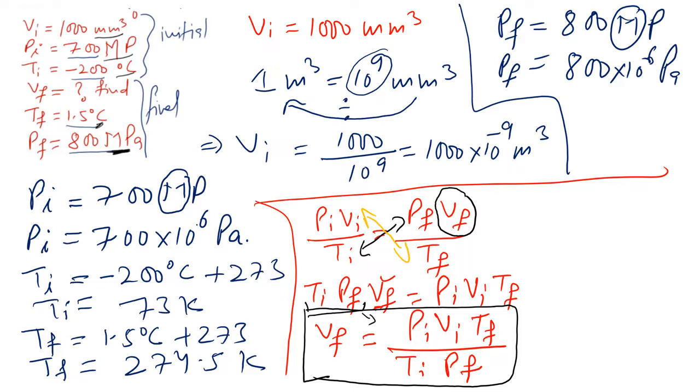What is the remaining thing here? This is the remaining thing, multiplied with this Vf. So this parameter will go downside. Here it will go down, so this is Ti and here it is Pf. This form of the formula you have to use to find the value of Vf.